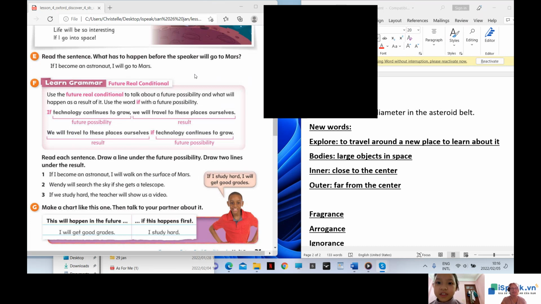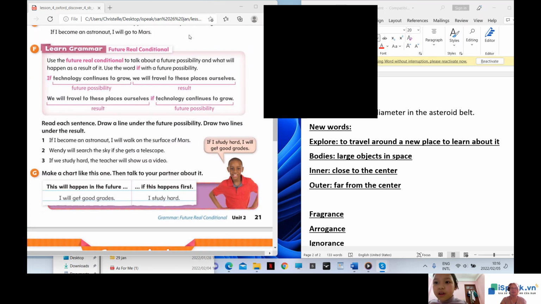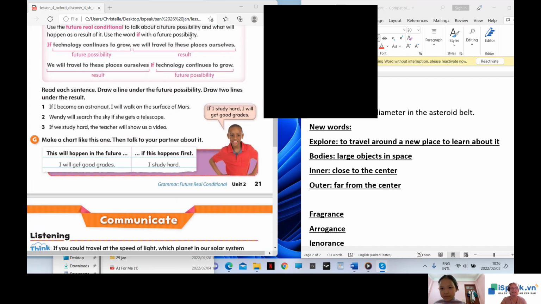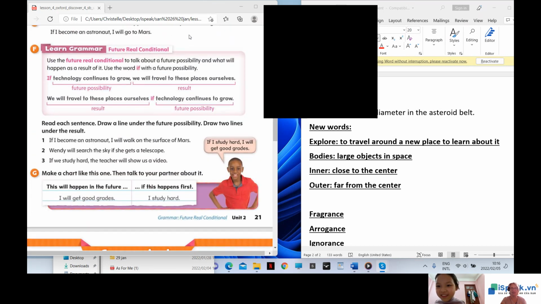Yes. If technology continues to grow, we'll travel to these places ourselves. Possibility. Result. We will travel to these places ourselves if technology continues to grow. Result. Future possibility. Good. Possibility. Good. Number 1. I'm going to read it to you.